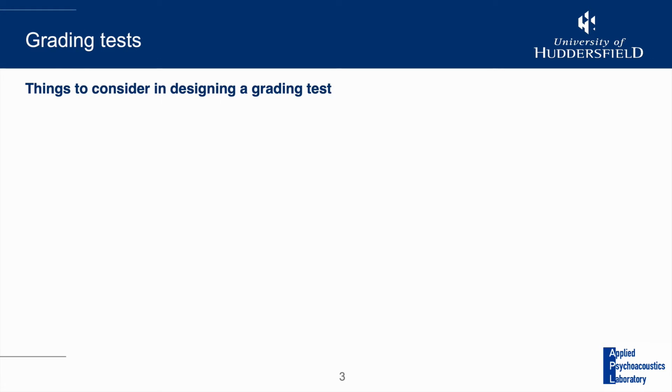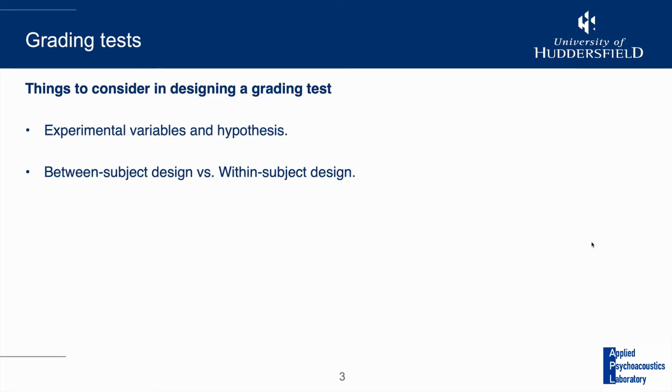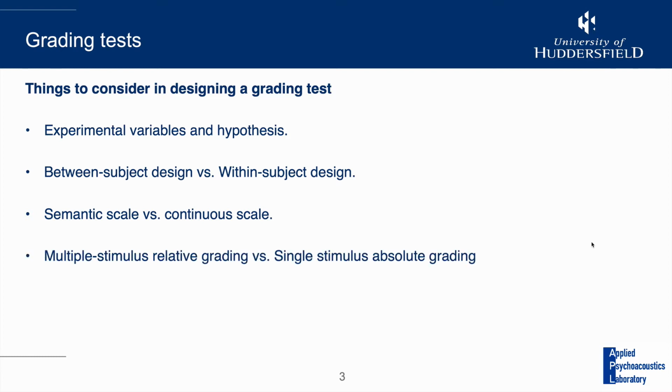So in order to design a valid test, it's important to clearly understand some basic concepts such as experimental variables and hypotheses, between subject design and within subject design. And also we need to think about what type of scale should be used for grading, and whether to use multiple stimulus comparison method or single stimulus absolute grading method. And also the type and number of subjects to be recruited for the listening test need to be carefully considered.